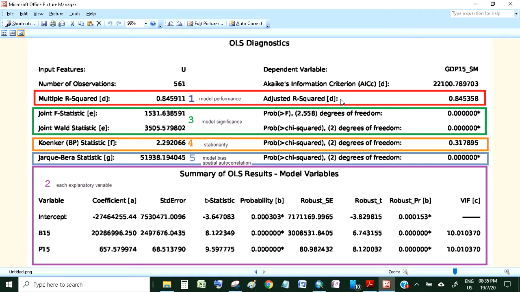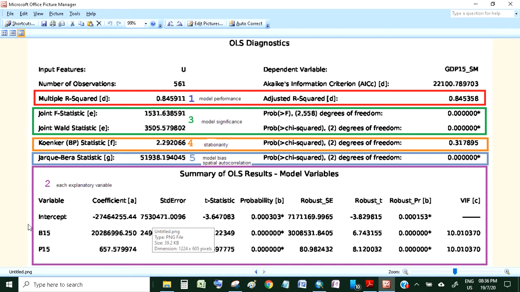And thereafter, the second important thing is the summary of OLS results. So what is the summary here? The first columns are variable, coefficient, standard error, t statistic, probability, robust, like this. The variable here is the overall intercept, this is the explanatory variable built-up area, and this is population.